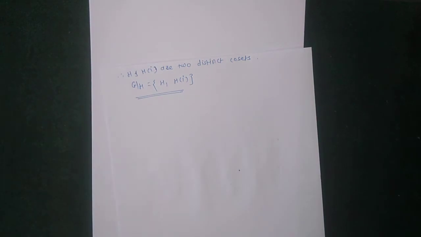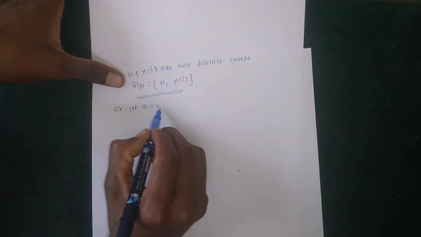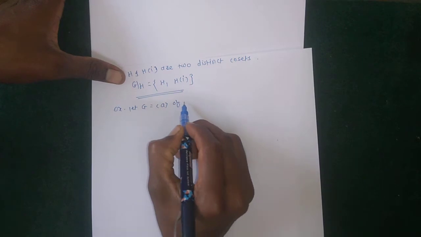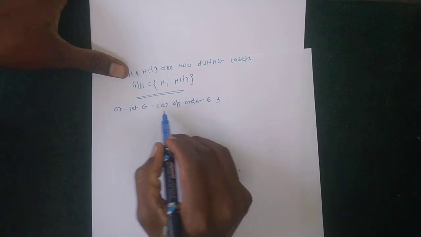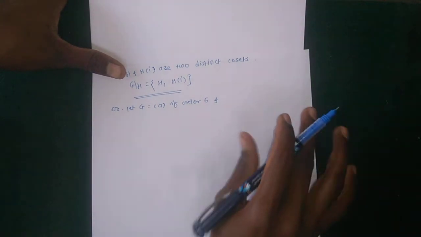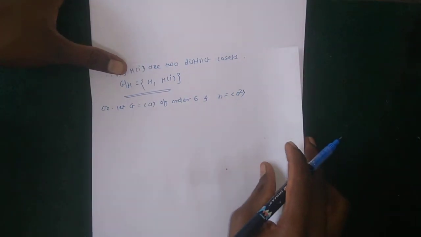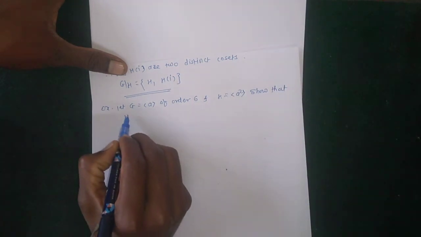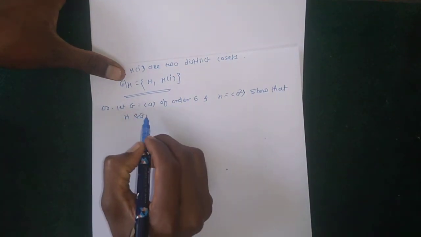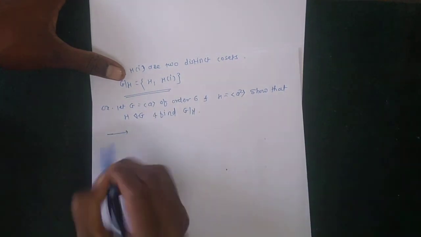Okay, so then next example. Let G equal to generated by A of order 6. Okay, G is cyclic group. Here given that G is cyclic group of order 6 and H is generated by A square. Show that H is subgroup of G and find their factor group. Okay, so how to find?